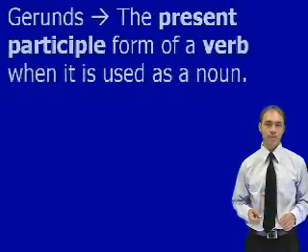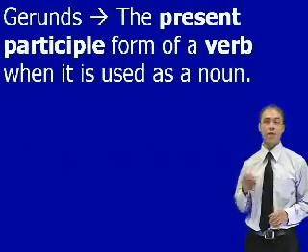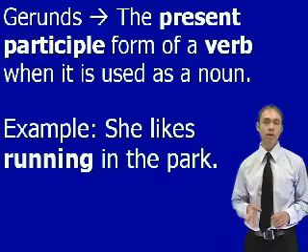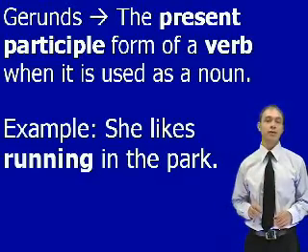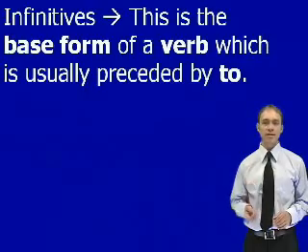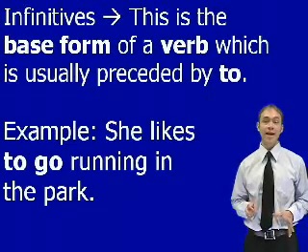To begin, let's simply take a look at what gerunds and infinitives are. Gerunds end in -ing. They are the present participle form of a verb when it's used as a noun. For example, she likes running in the park. Infinitives are the base forms of verbs, and they are often preceded with to. For example, she likes to go running in the park.